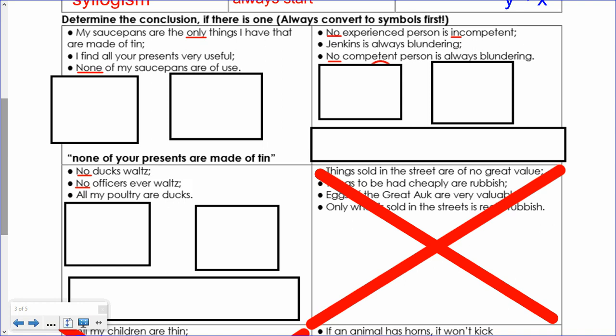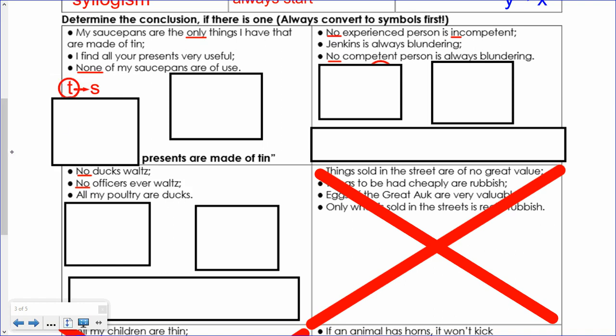Okay? So for that statement where it says, my saucepans are the only things that I have that are made of tin, right? You would say, let's see if that pen will work. If it's made of tin, then it's a saucepan. T-R-O-S. Question?